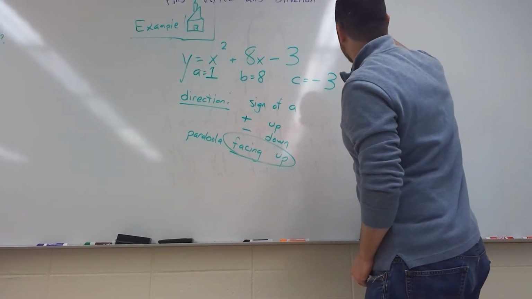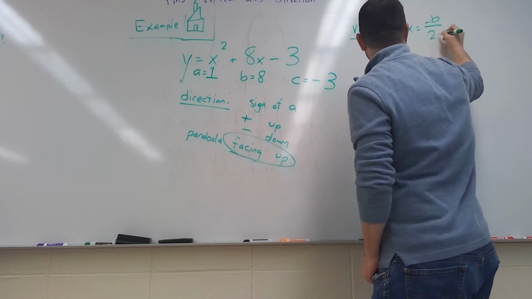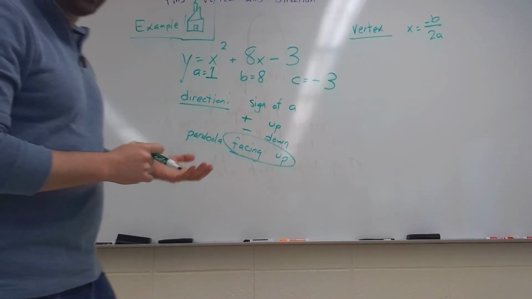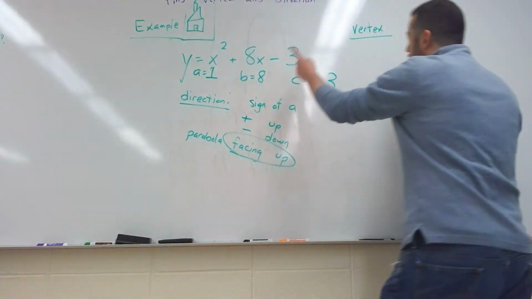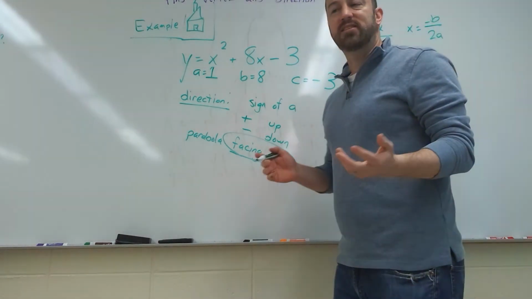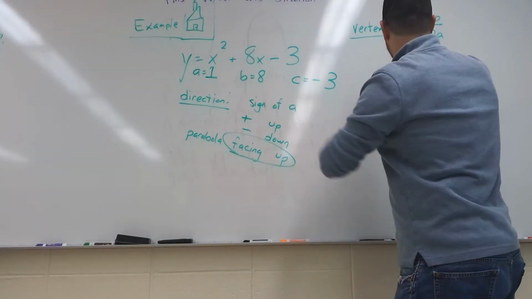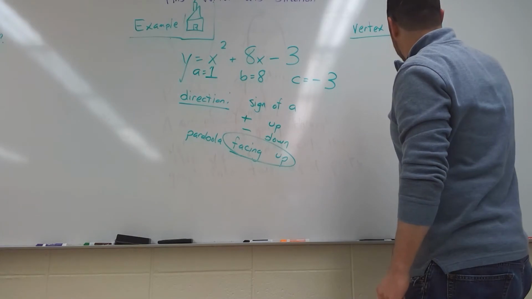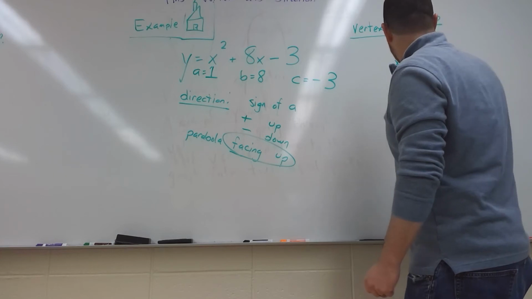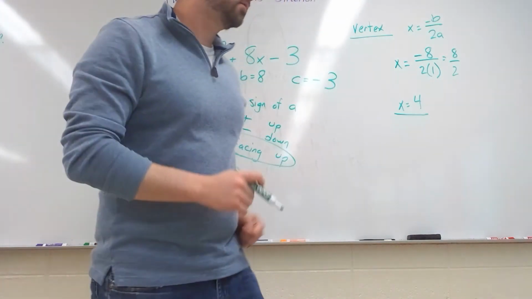Next thing we're going to do is the vertex. That's a little bit more challenging. What we need to do for the vertex is use the formula. The x-coordinate of our vertex is going to be negative b over 2a. So all we're going to do is plug these numbers into this formula, and that's going to give us the x-coordinate of the vertex. x equals negative b, which is 8, over 2 times a, which is 1, 8 over 2. So my x-coordinate of my vertex is 4.